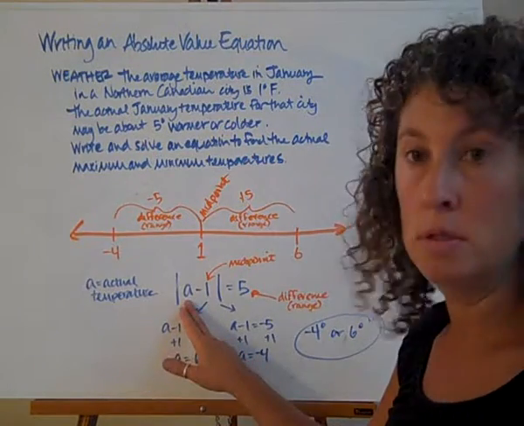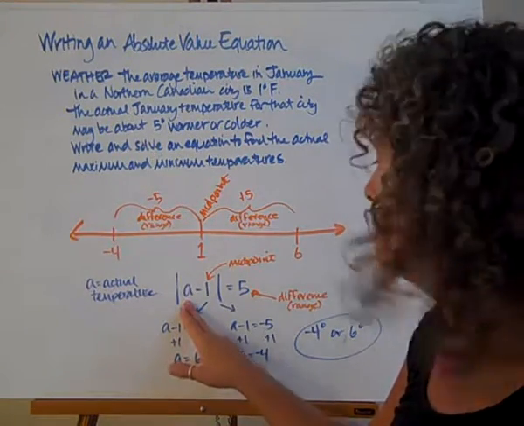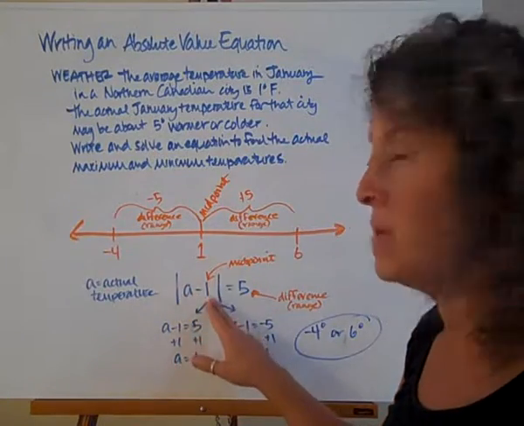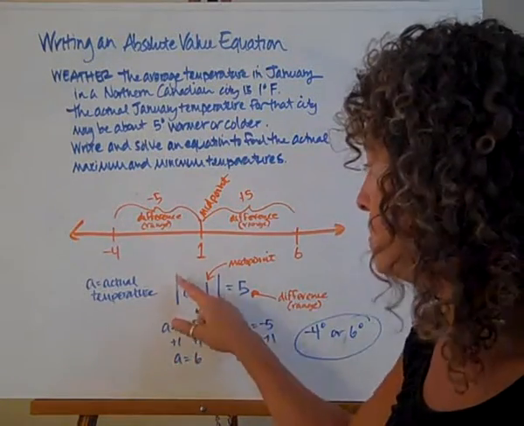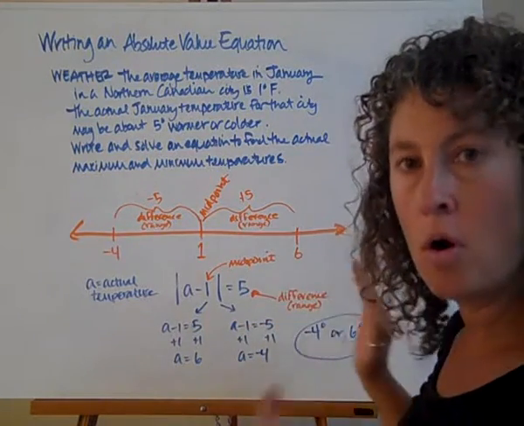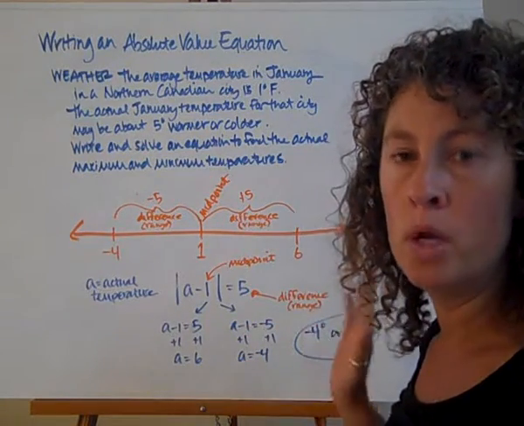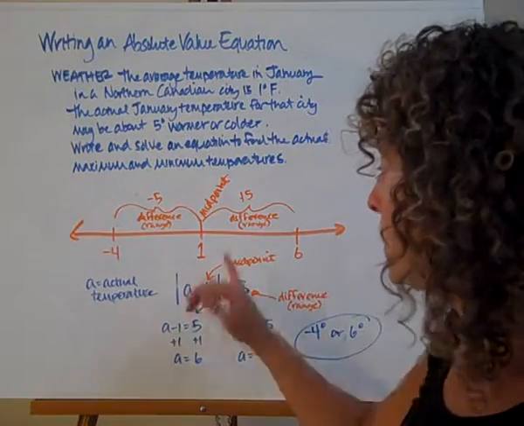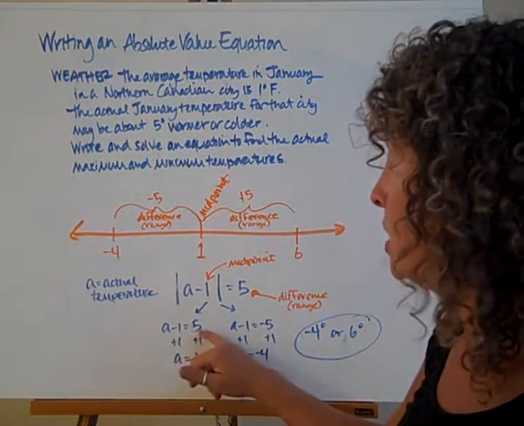I've got the number that I'm looking for, my n's, minus my midpoint, in absolute value symbols, equals, and then the other side is the difference or the range. How far away from that midpoint am I looking to get? So I have n minus 1 equals 5.